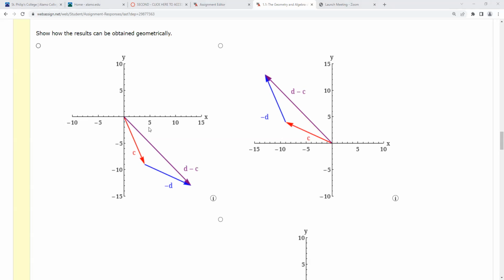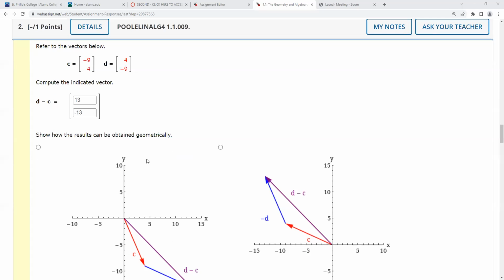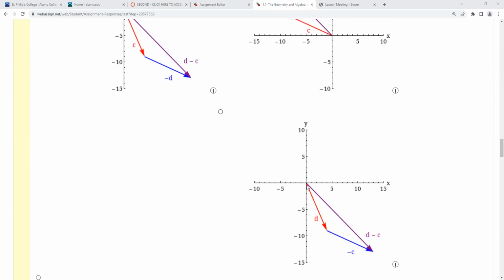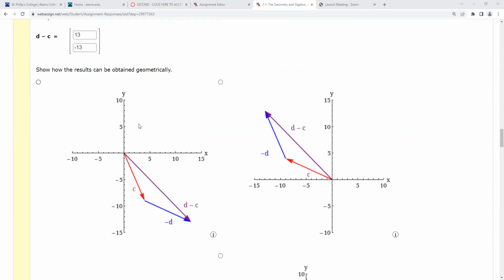Because check the C, the vector C. How much is the vector C? -9, 4. So graph it. Where is -9, 4? Is it this one or this one? Here is the C on this graph. This is not -9 and 4. So don't choose this one.